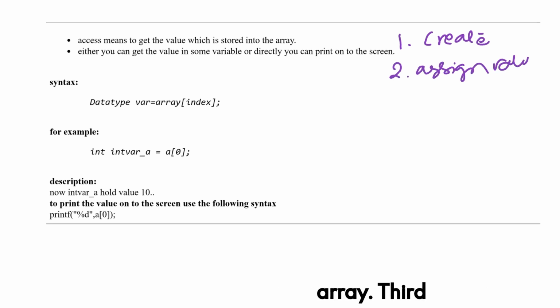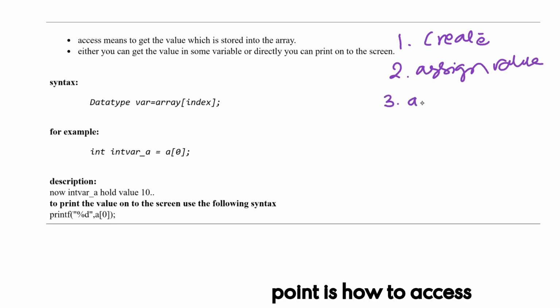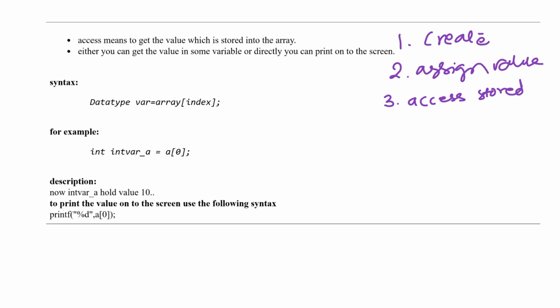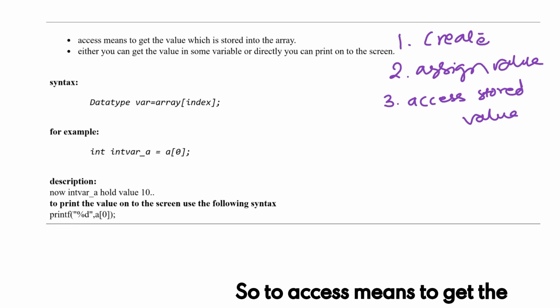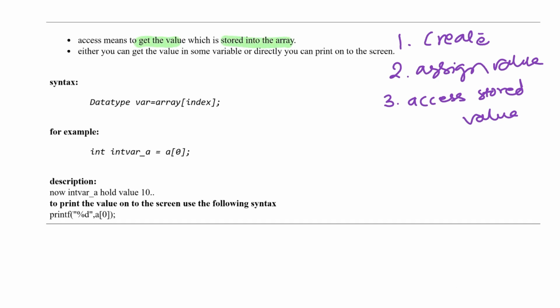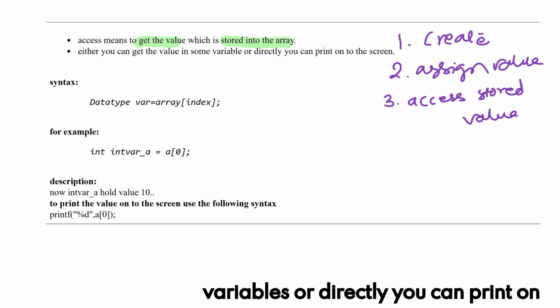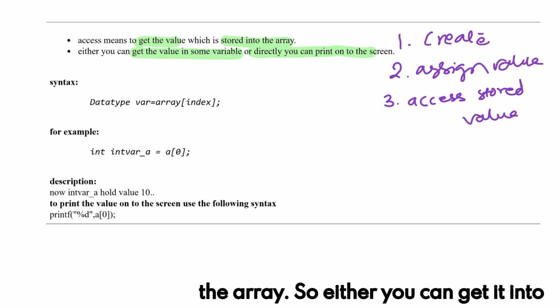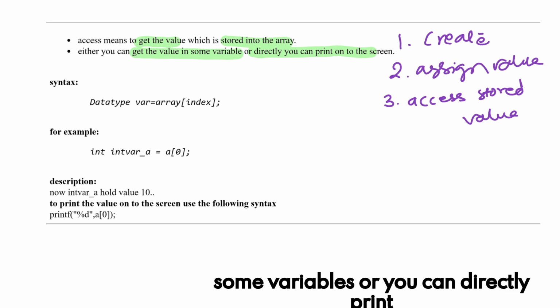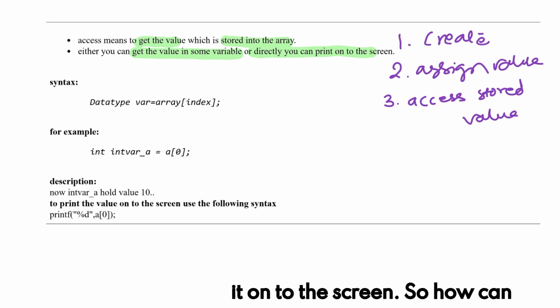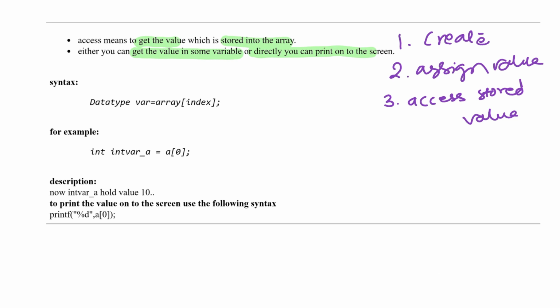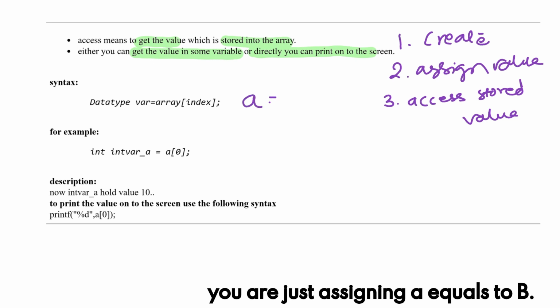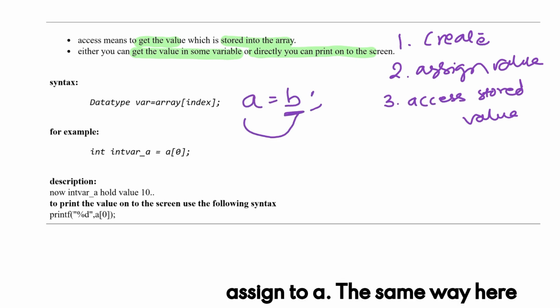But the third point is how to access the stored value. To access means to get the value which is stored in the array. Either you can get the value into some variable or you can directly print it on the screen. So how can you store the value in another variable? Just like with variables, you are assigning a = b. That means the value of b is going to be assigned to a.